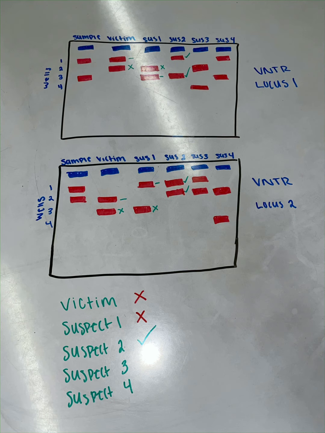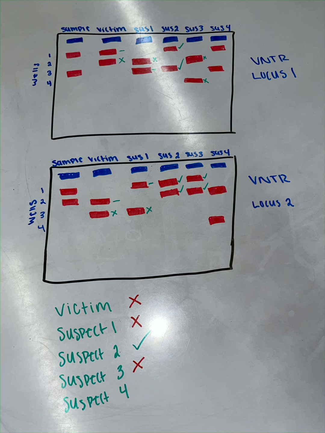We see in the first locus for suspect 2, we have a 100% match to the sample DNA. This looks promising, but to double check, we have to move on to locus 2. In locus 2, we again see that the suspect 2 and the sample bands are the exact same again. This leads us to believe that suspect 2 left this hair at the crime scene.